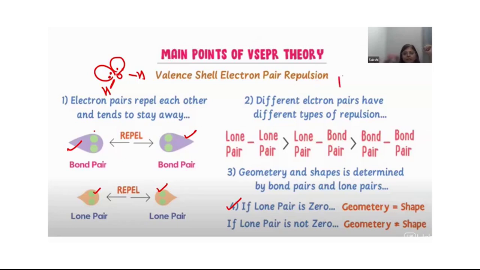So why did this H2O become bent? The reason is the lone pair repulsions. These two lone pairs are repelling each other and moving farther apart. That is the reason that the structure became like this, a bent structure.